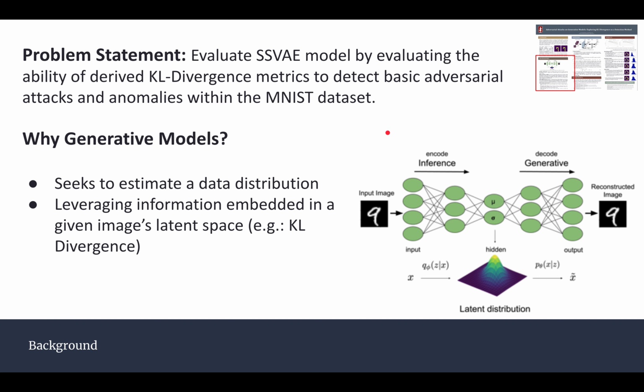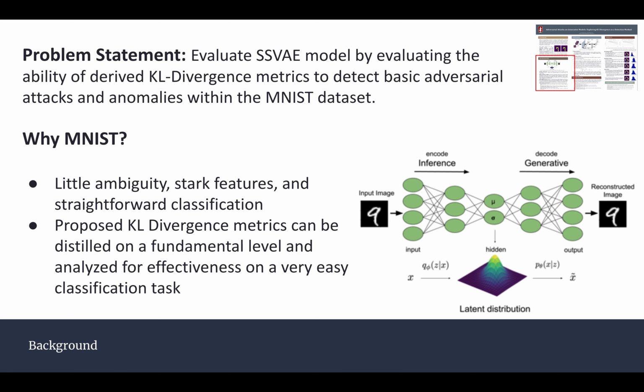And so the first question we have to ask is, why are we using generative models? The important thing here is that, at least in the case of VAEs, because they're able to encode an input image into a latent space representation, we can leverage that information. In this case, it'd be via the KL divergence to extract information that would hopefully shed light on the image's integrity. We're using MNIST because it's very straightforward.